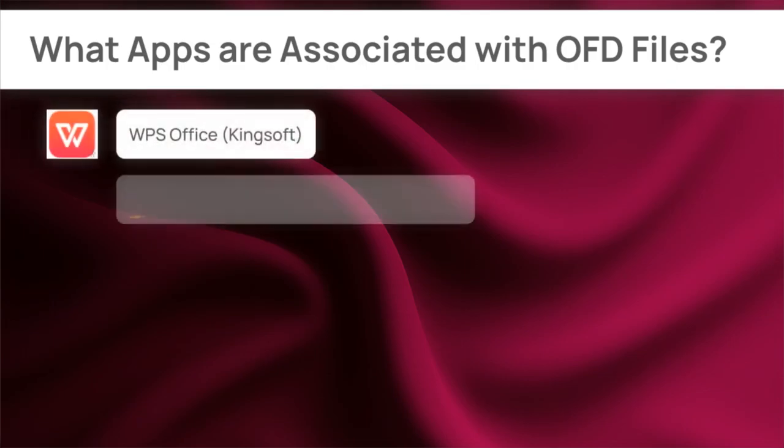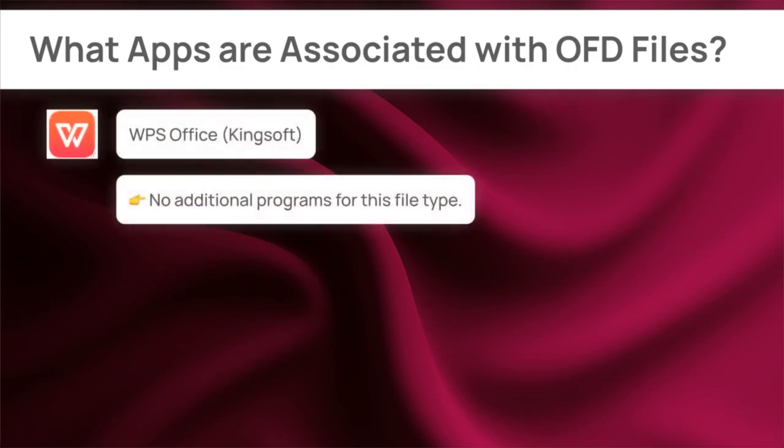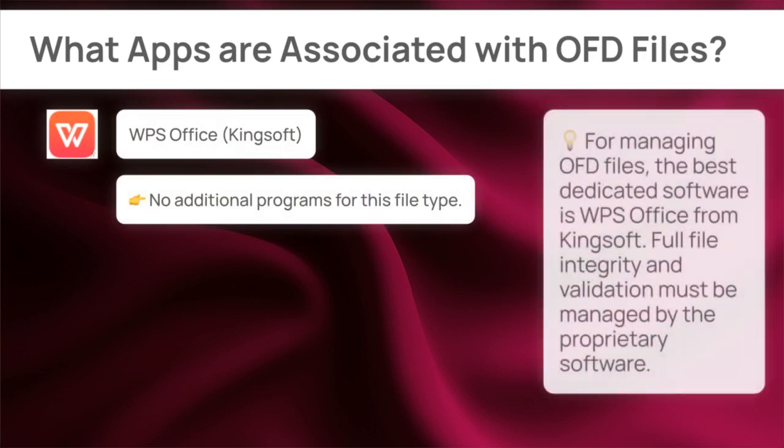For direct reading of OFD content, the best choice is WPS Office developed by Kingsoft. Native Windows association often leads to errors due to the file's complexity and proprietary format. Windows provides minimal formatting support, so detailed editing must be done with specialized tools.